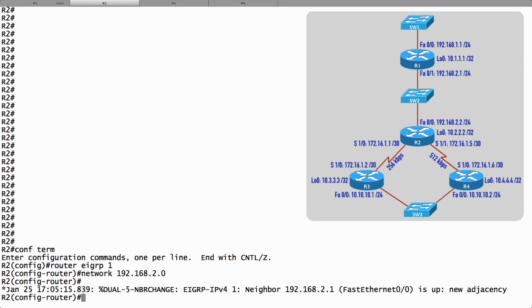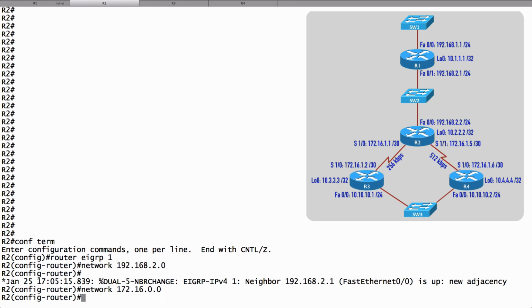If you take a look at the serial links going down to R3 and R4, you'll notice that they both begin with 172.16. One of the subnets is 172.16.1.0/30, and the other subnet is 172.16.1.4/30. What if we gave a network statement like this? What if we said network 172.16.0.0? 172 is a Class B network. The router is going to assume a classful mask, meaning that this one network statement will make both of those interfaces participate in EIGRP. We're encompassing both interfaces with this one network statement.